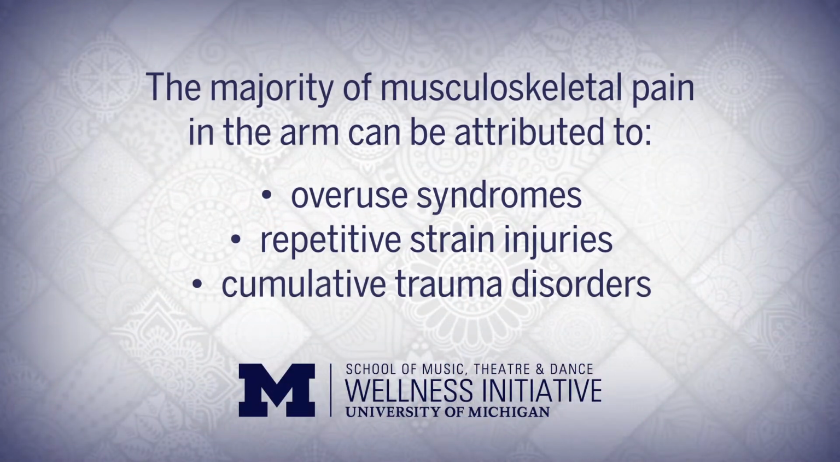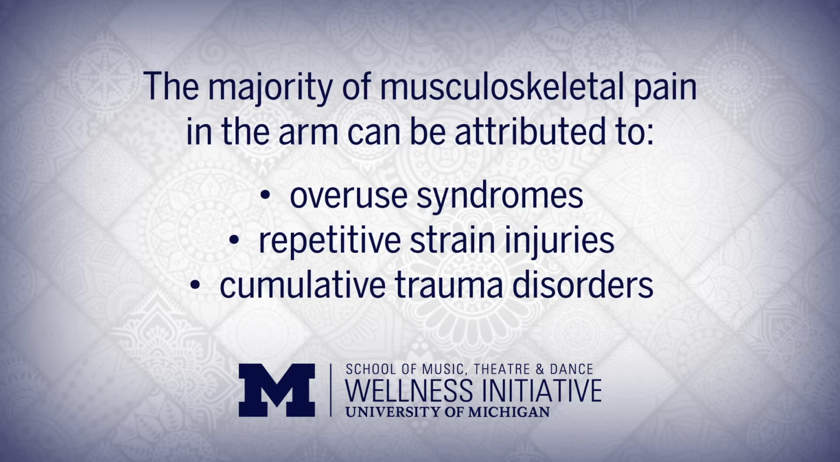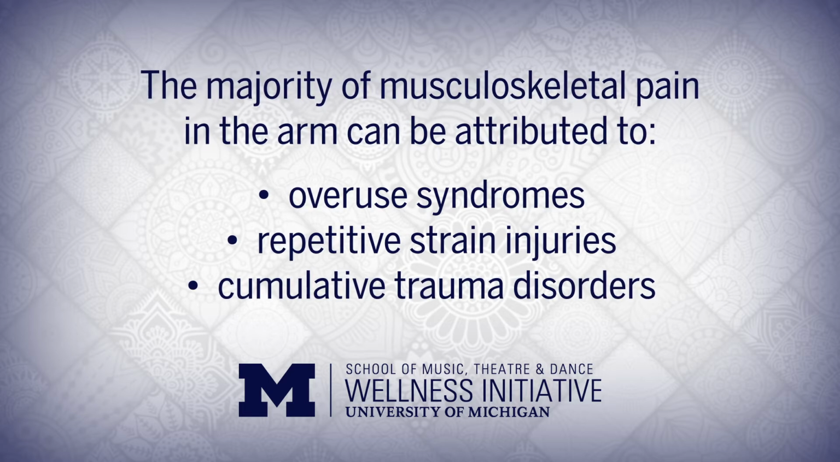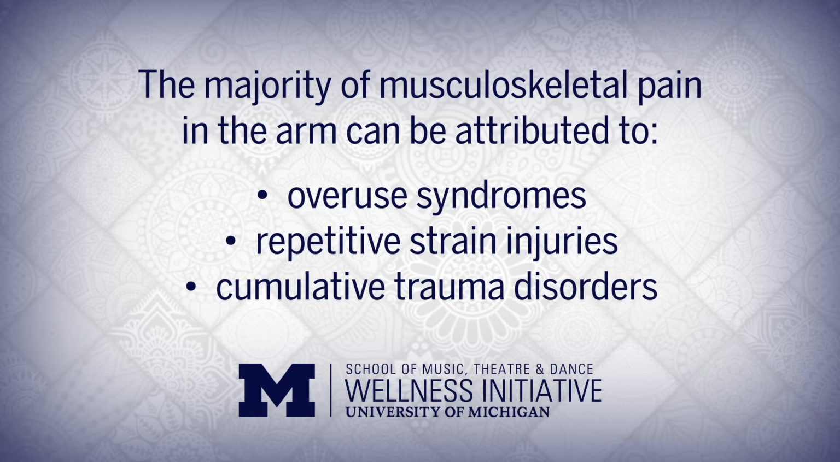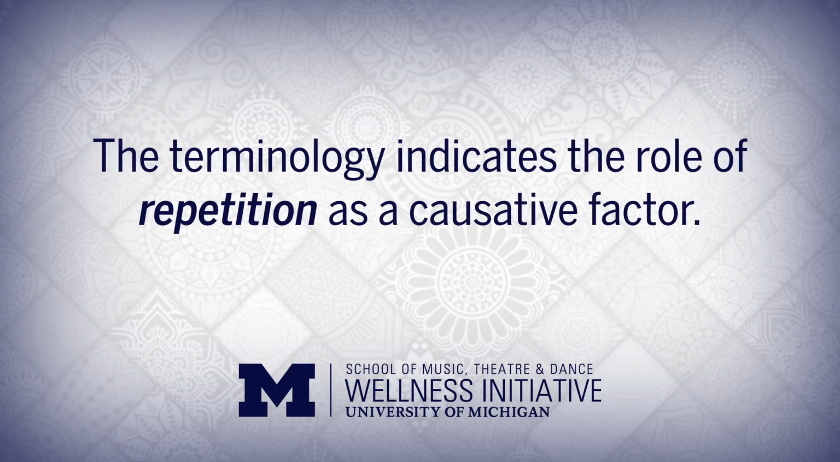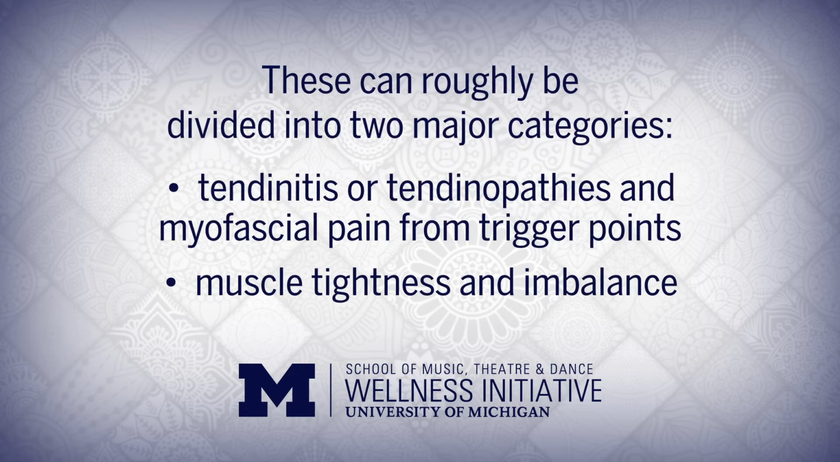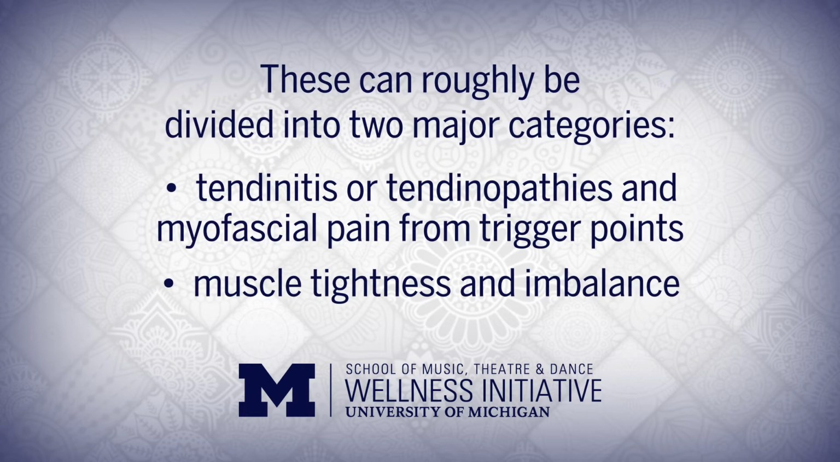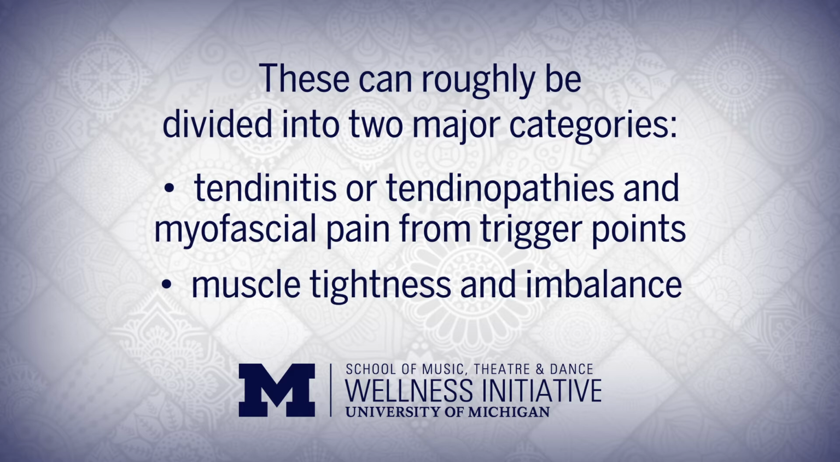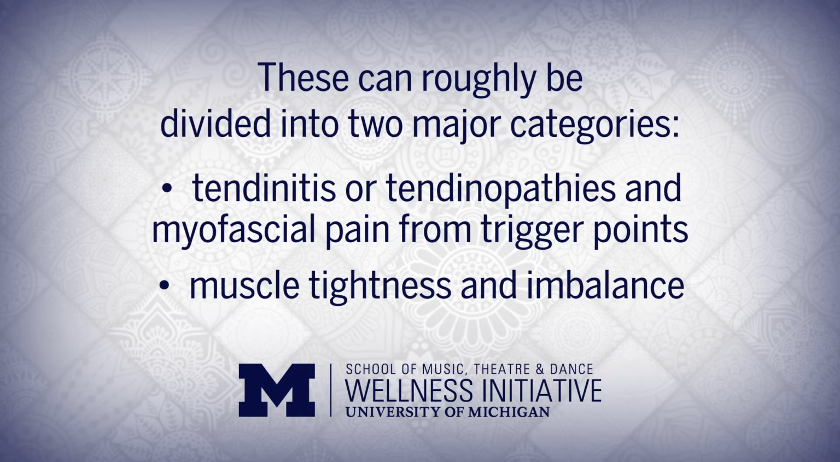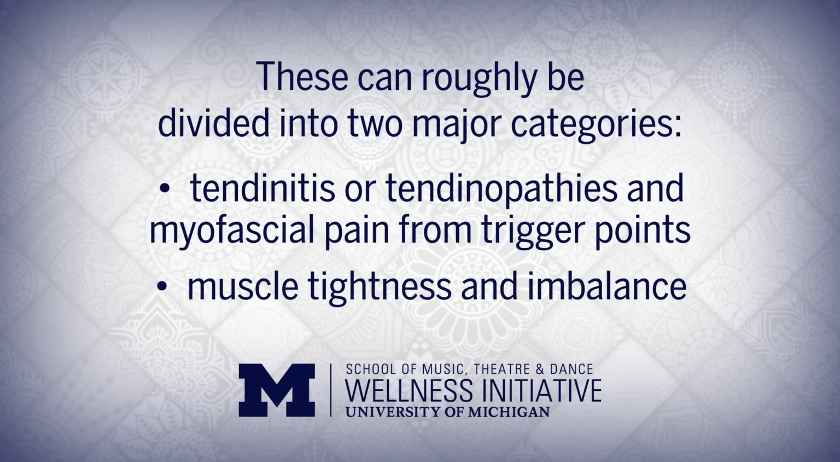The majority of musculoskeletal pain in the arm can be attributed to what are termed overuse syndromes, repetitive strain injuries, or cumulative trauma disorders. The terminology indicates the role of repetition as a causative factor. These can roughly be divided into two major categories: tendinitis or tendinopathies and myofascial pain from trigger points or muscle tightness and imbalance. You have likely heard of tendinitis, which means inflammation of the tendon.